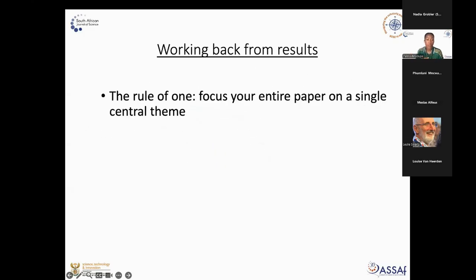So what they say is that one of the biggest things is the rule of 1: focus the entire paper on a central theme. And this is how you do so, by asking yourself, what is the central insight? Why does this matter? Think about that when you're structuring your paper, because this is how you're going to write the paper, number 1, but also this is the message that you want to communicate to people who are going to be reading your paper. And the first thing that you do is outline your results. And I will detail how to do this in the next slide.